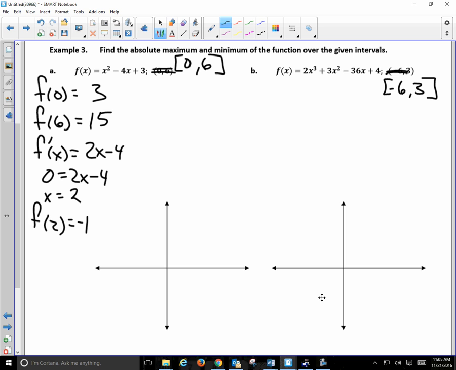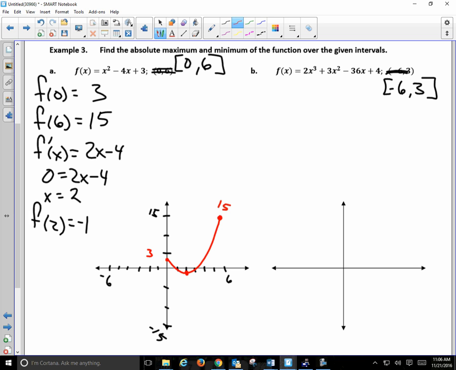So what's interesting is now I can generate a little bit of a sketch. I'm going to count each of these as 5. So f of 0 is 3. I'll plot that. F of 6 is 15. And then f of 2 is negative 1. So we did uncover that there is some behavior here that we didn't recognize unless we took the derivative.